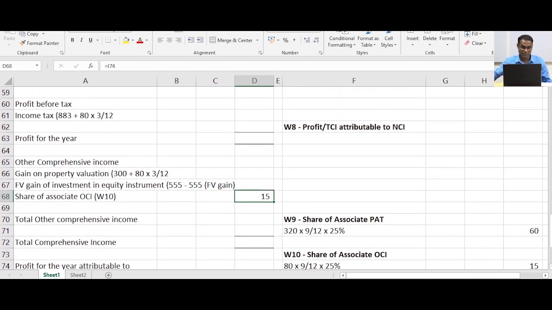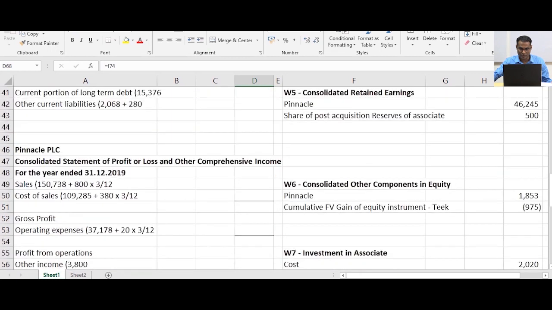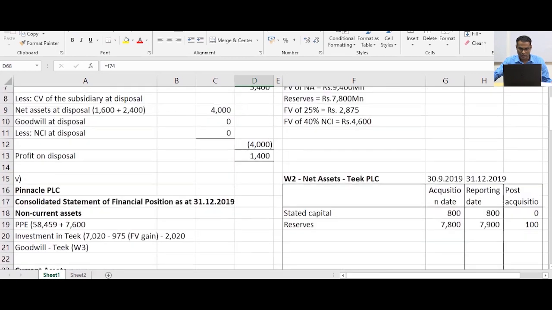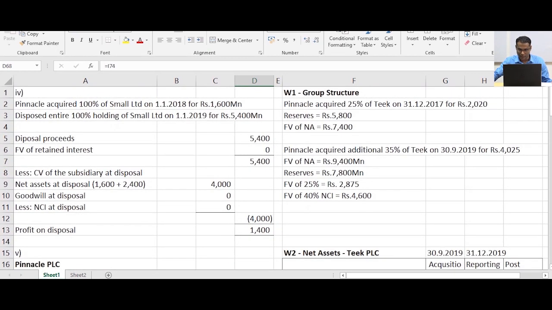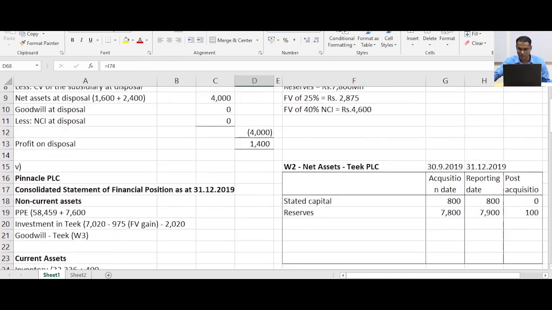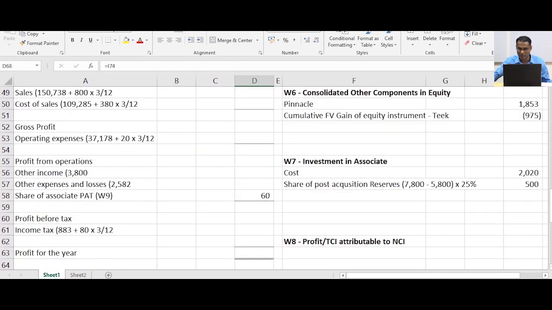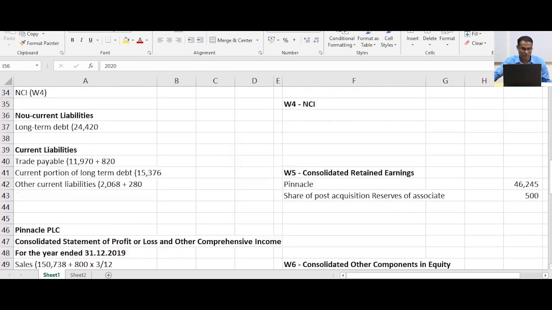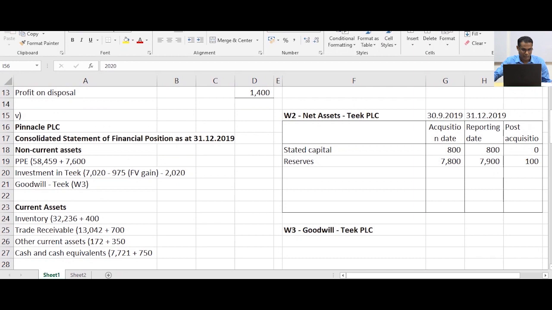Very important adjustment, right? If I summarize what I did up until now, Pinnacle acquired 25% of Teak on 31st December 2017 by paying 2020. This is the cost of investment in the associate. Okay, so that cost I have initially taken to the investment in associate balance, 2020. So this is included in the balance sheet under the investment in Teak.